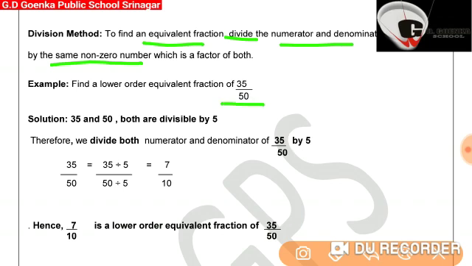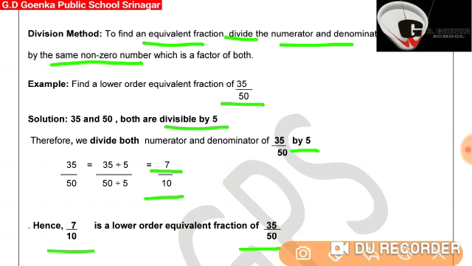We know that 35 and 50 are both divisible by 5, as 5 is a factor of both 35 and 50. So we'll divide both numerator and denominator of the fraction, that is 35 by 50, by the same number, that is 5. So 35 divided by 5 is 7 and 50 divided by 5 is 10. Therefore, 7 by 10 is a lower order equivalent fraction of 35 by 50.